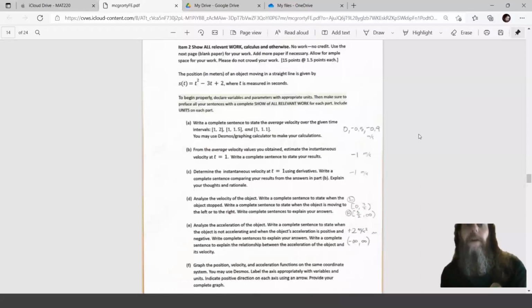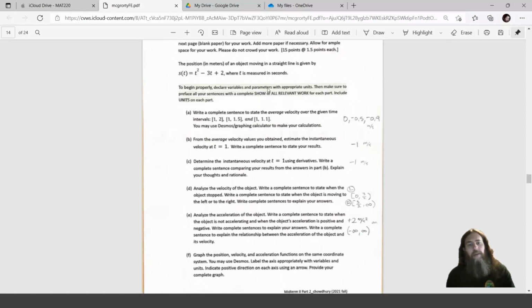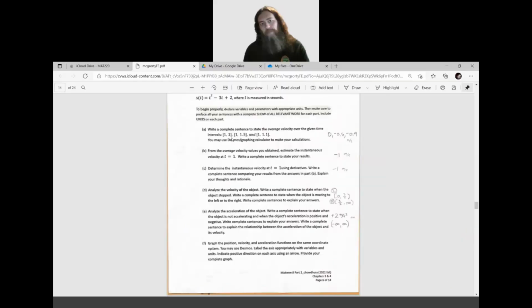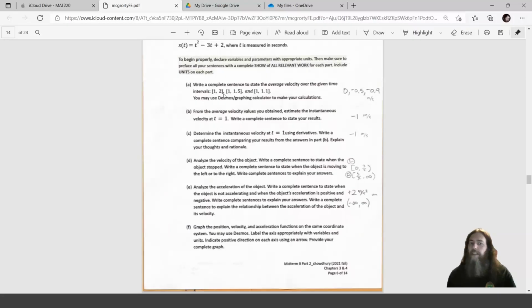Okay, so part 2 of item 1 was number 2. So we'll go through number 2 here actually for the stretch. We're evaluating the position of an object moving in a straight line, following the path of this function. So for part A, we are finding the average velocity, which we learned early on is just the slope of a certain interval.